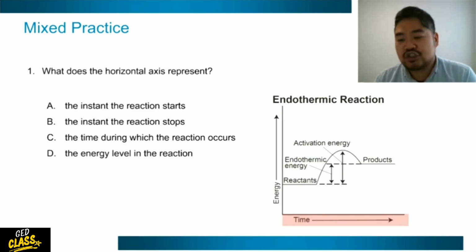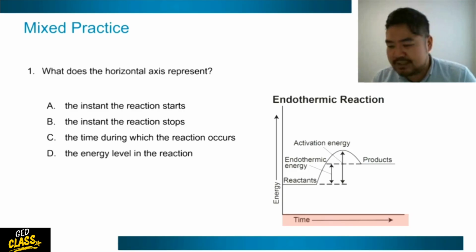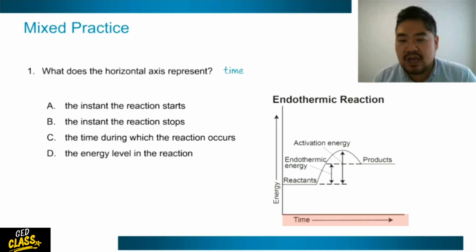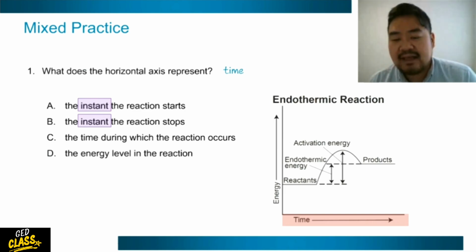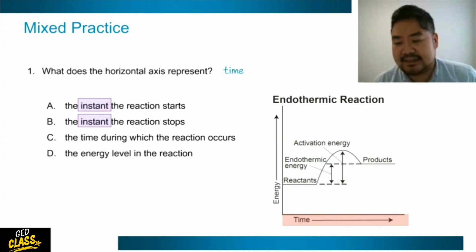So one thing to notice, even before we get to the answer: the axis is almost always going to represent something to do with the process of something. So if you notice, there are 2 answer choices that we can immediately eliminate because we're looking for something saying about time, and choices A and B don't say time. They say a certain specific time, the instant that the reaction starts or the instant that the reaction stops.